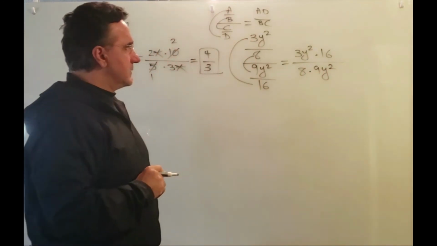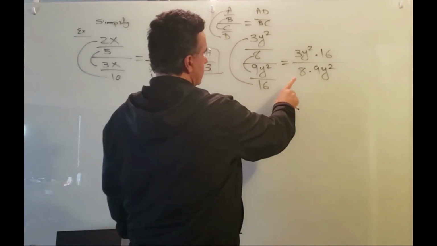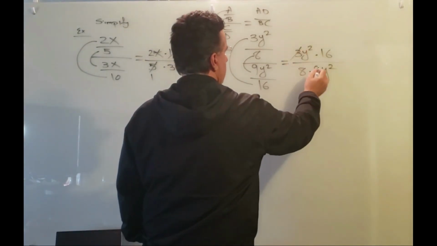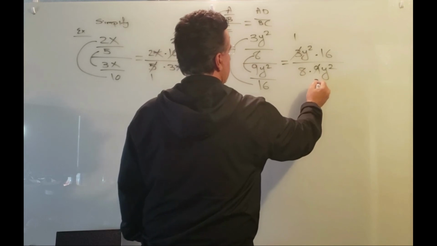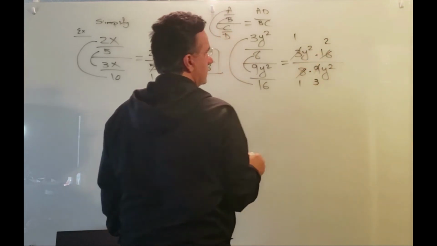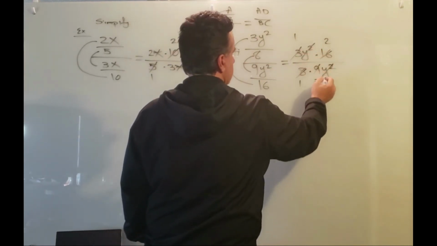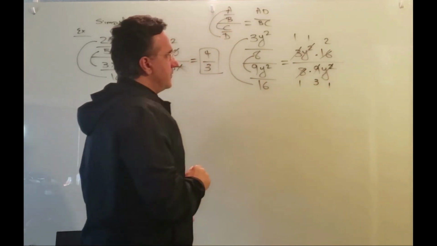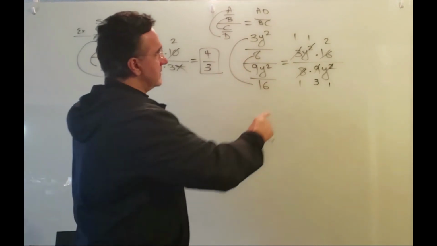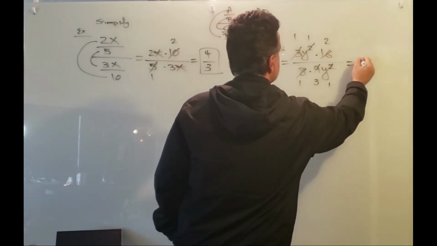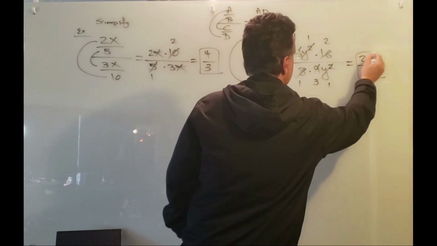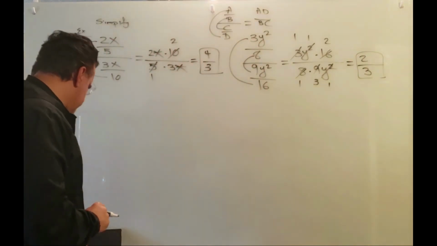Okay. So notice that at this point we can go ahead and cancel some items such as the 3 and the 9. They leave us 1 and 3. The 8 and 16 leave us 1 and 2. And the y squares cancel completely, leaving just ones, right? So basically all that's left of this complex fraction is 1 times 1 times 2, which is 2, over 1 times 3 times 1, which is 3. And that's what we have there.